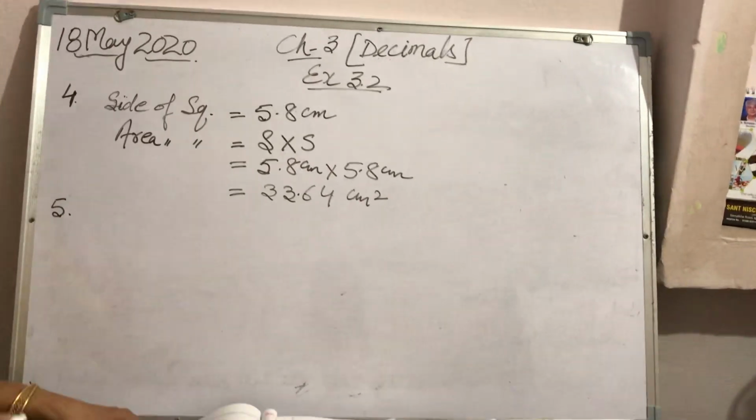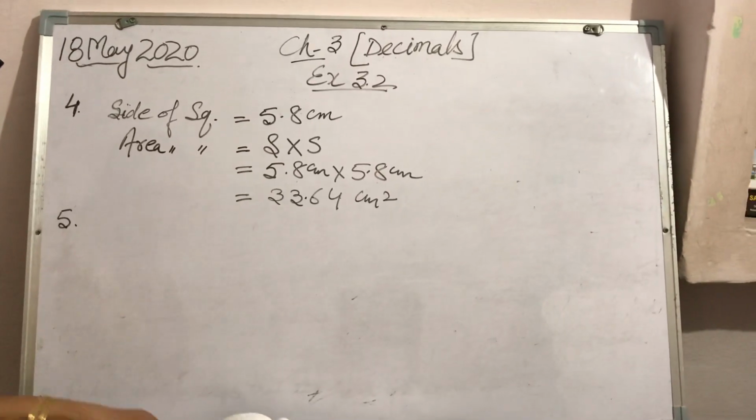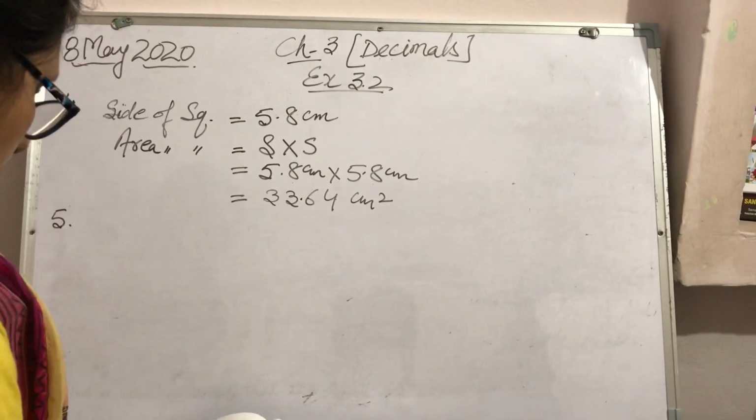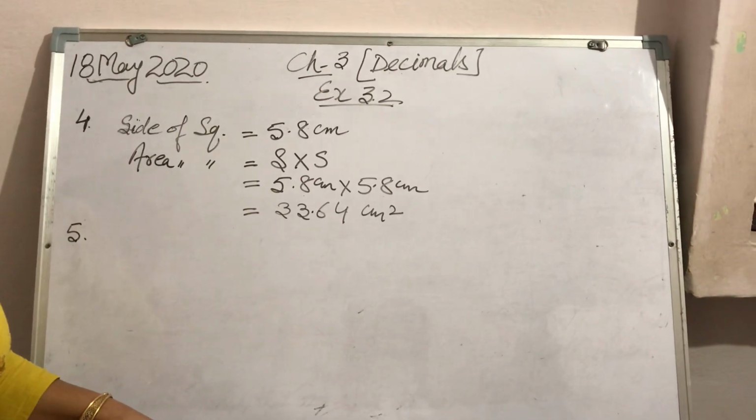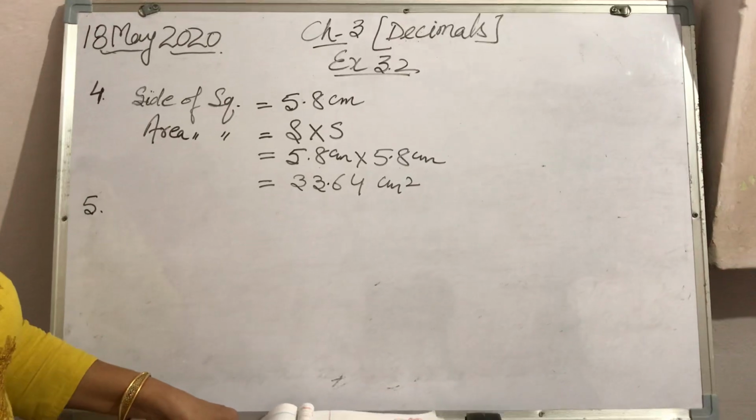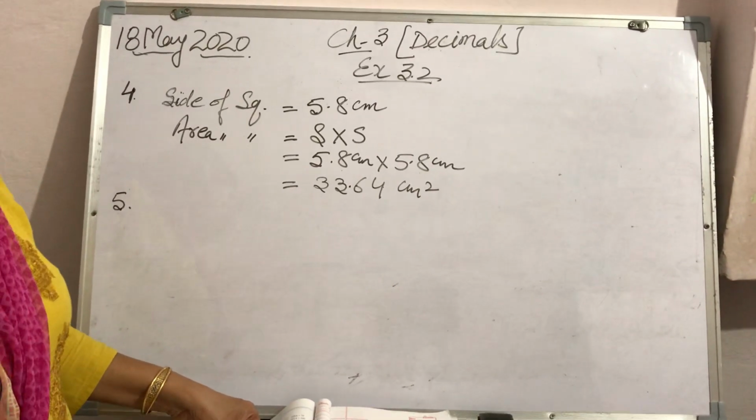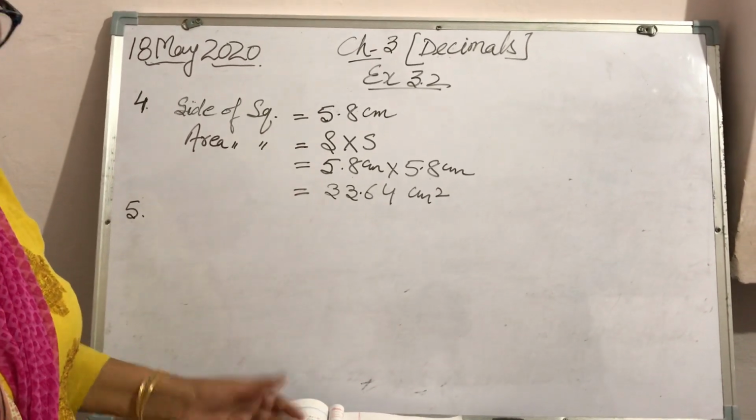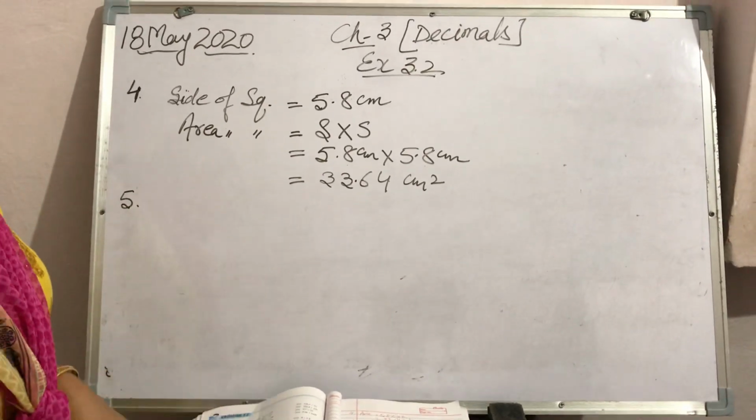The question is: 1 kg of sugar costs rupees 25.30, find the cost of 13.5 kg of sugar. It's simple. The cost of 1 kg of sugar is given, so we have to find the cost of 13.5. If the value of 1 kg is given and we have to find more value, we already did in previous chapters, we have to multiply. If more value is given and we have to find one value, each value, then we have to divide.